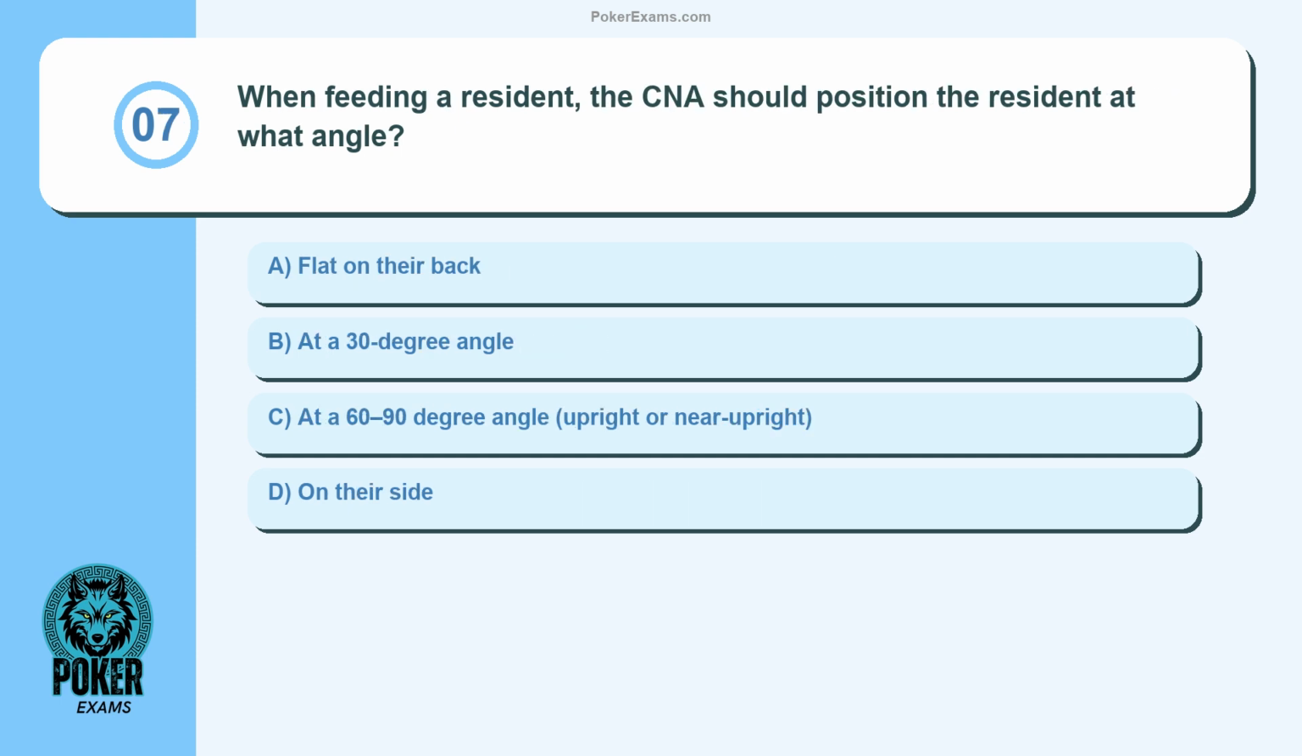Question 7. When feeding a resident, the CNA should position the resident at what angle? Flat on their back. At a 30-degree angle. At a 60 to 90-degree angle, upright or near upright. On their side.